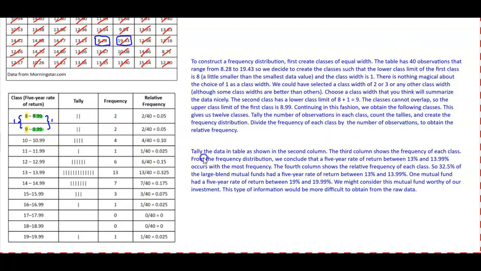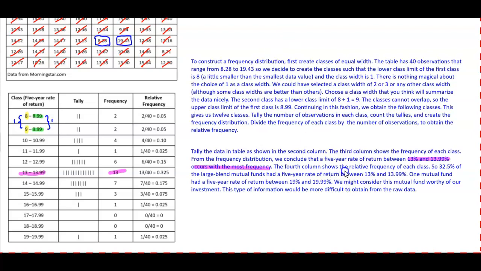Now, again, we tally the data in the table as shown in the second column. We know the third column shows the frequency, and from the frequency distribution, we can conclude that a 5-year rate of return between 13% and 13.99%, which is right here, has the most frequency. So what we're saying here is that between 13 and 13.99%, we can see that it has the most frequency, which means that we have 13.